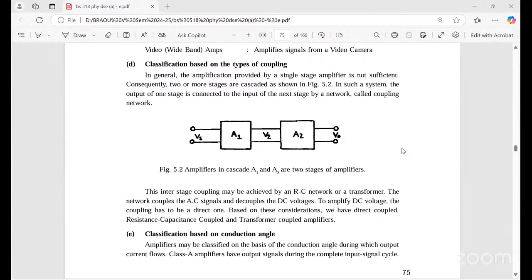In such systems, the output of one stage is connected to the input of the next stage, which is called a coupling network. So how the cascading takes place between the two stages: you can easily observe that here V1 is the input voltage, A1 is amplified here. Again, the output is V2, which is connected to the input of the second stage. So that is the signal finally. Okay, you can observe.